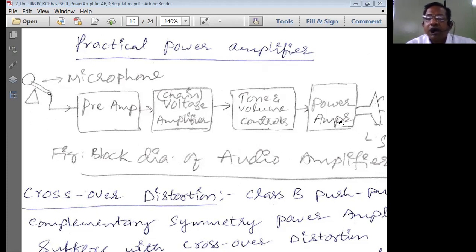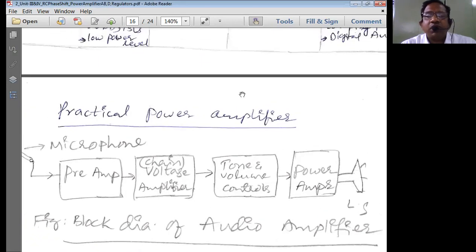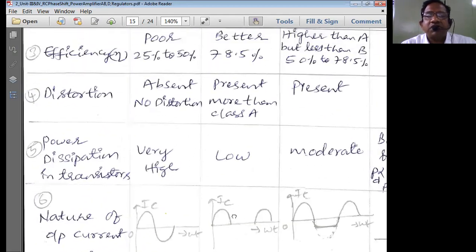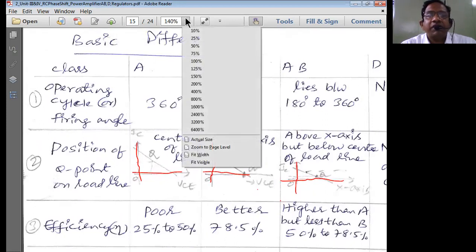Whereas if you wanted to connect the output of the power amplifier to the loudspeaker, we'll be using class A, class B, and class AB types of power amplifiers. And of course, the output is connected to the loudspeaker in general. Now, this is what we have seen in the previous sessions. Let us try to compare the various amplifiers with certain differences.